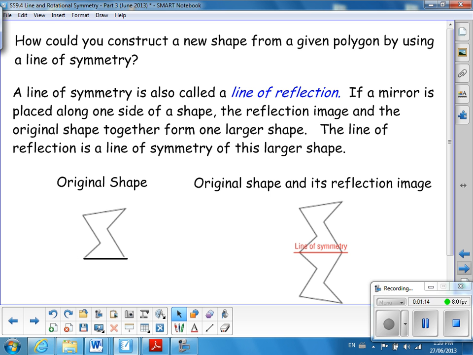How can you construct a new shape when given a polygon by using a line of symmetry? A line of symmetry is also called a line of reflection. If a mirror is placed alongside one of the sides of the shape, the reflected image and the original shape together form one larger shape. The line of reflection is a line of symmetry of this larger shape. So if we start off with the original shape here, looks kind of like a couple of Z's put together, and we have a line of symmetry, we will recreate this corner down here and create the same shape, but only reflected across the line of symmetry, and the shape now is twice as big.